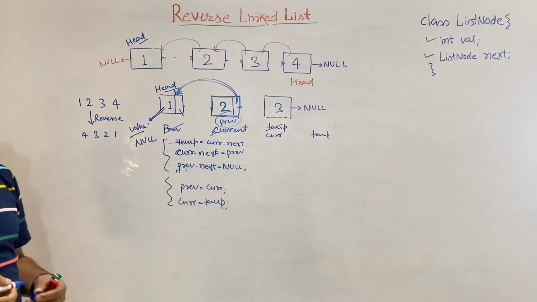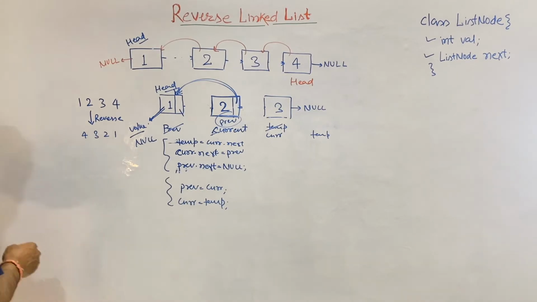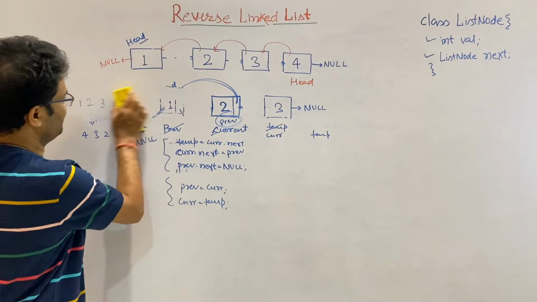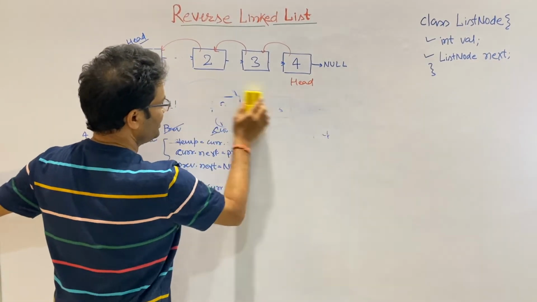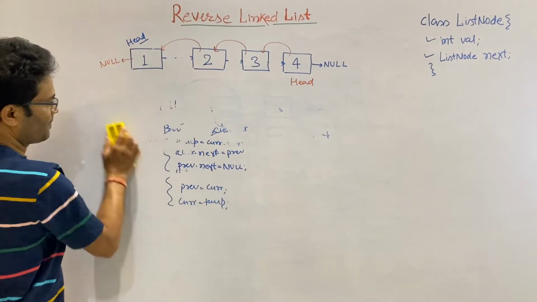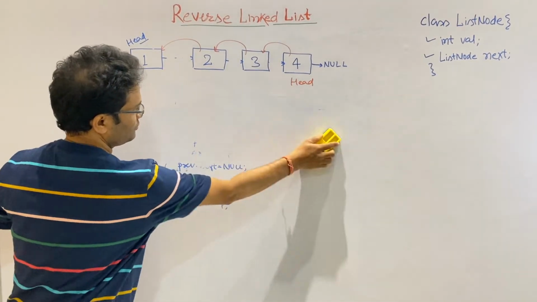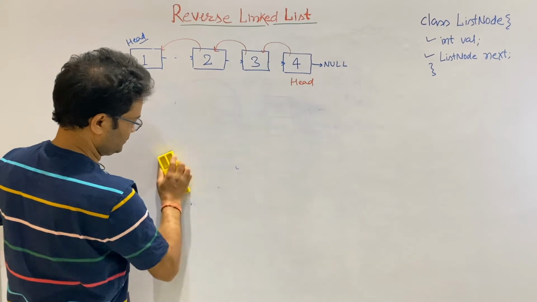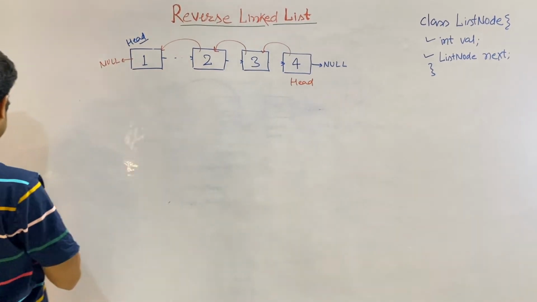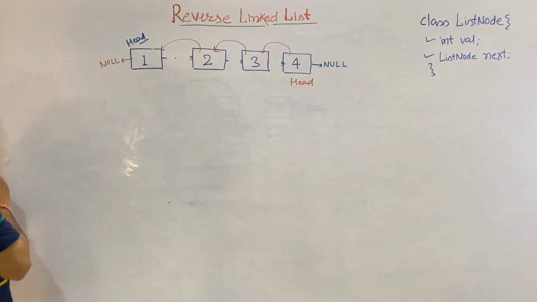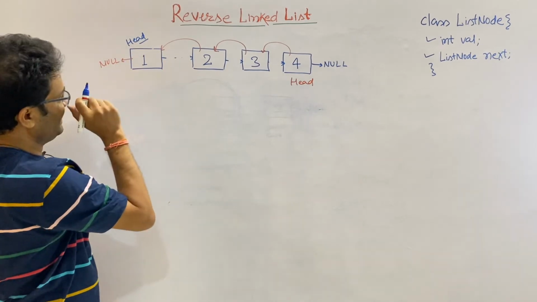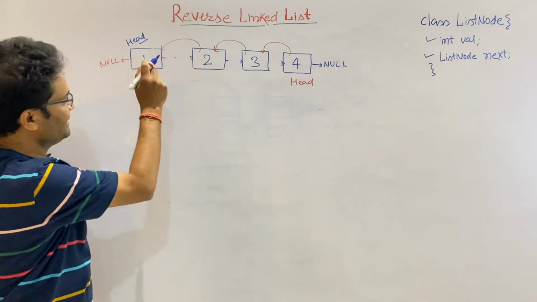That's it. This is the simple logic here. So let me go through the code, then you will understand very easily. And you can also do the driver. So what we have to do, suppose this is the head that is given, right? Suppose this is the head that is given.